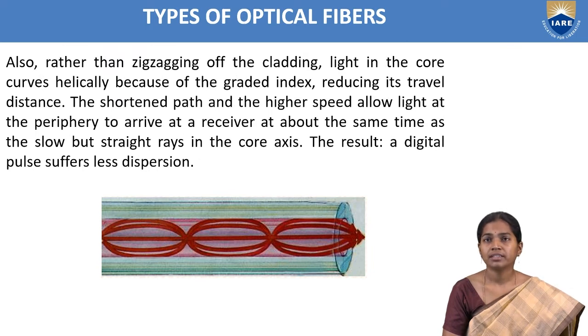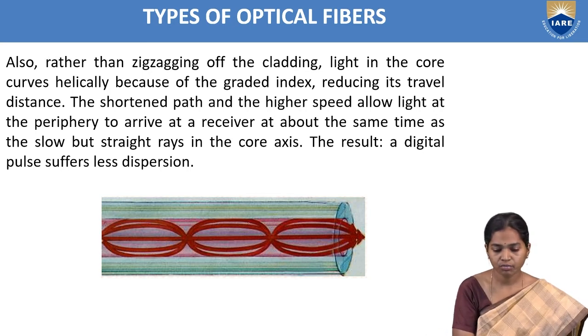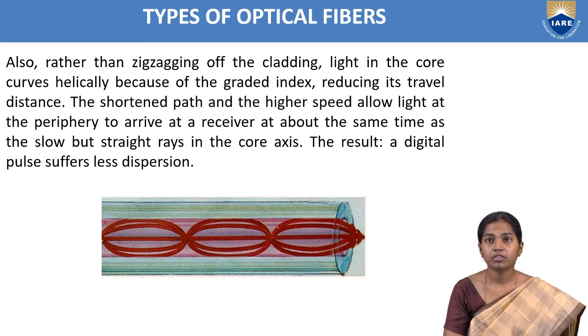So rather than the zigzagging of the cladding, light in the core curves helically because of the graded index, reducing its travel distance. So the shortened path and the highest speed allow light at the periphery to arrive at a receiver at about the same time as the slow but straight rays in the core axis.